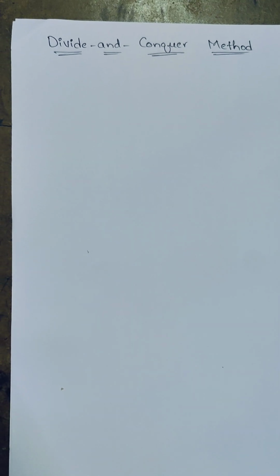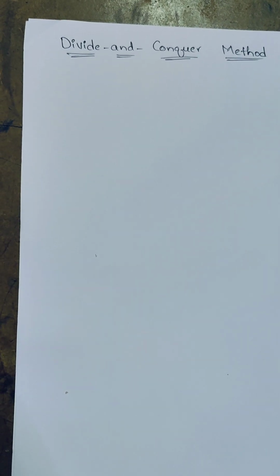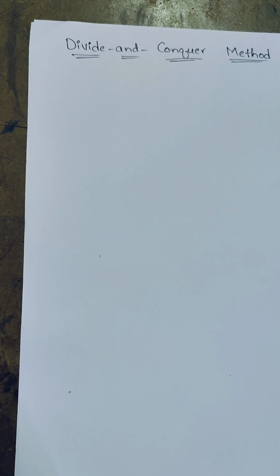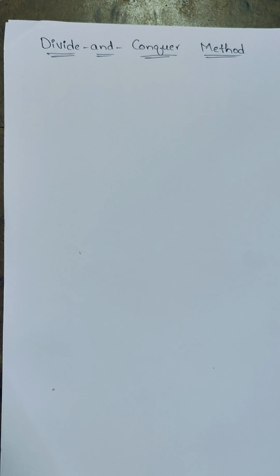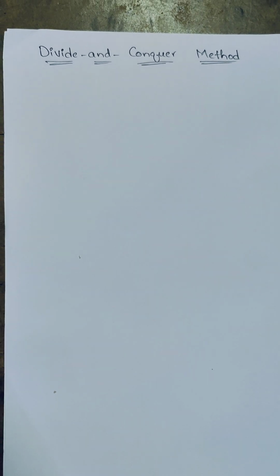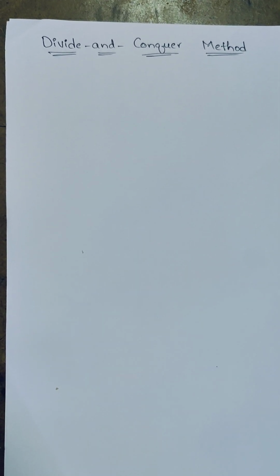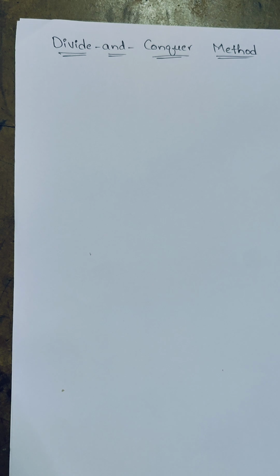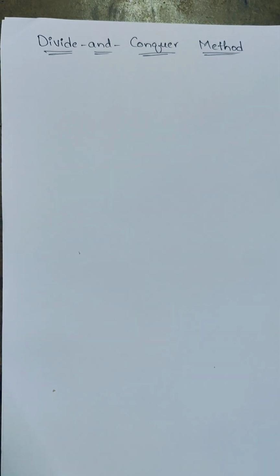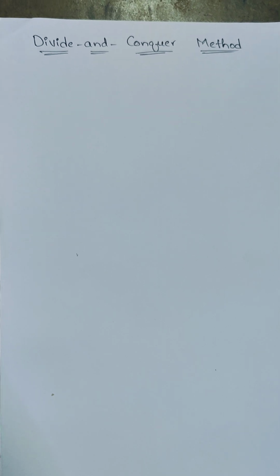Hi students, today I want to discuss the divide and conquer method in design and analysis of algorithms. It is an algorithm design paradigm in computer science that breaks down a problem into smaller subproblems, and each subproblem can be solved individually. After that, we need to combine all the solutions to solve for the final, original problem. So this is the actual approach for the divide and conquer method.